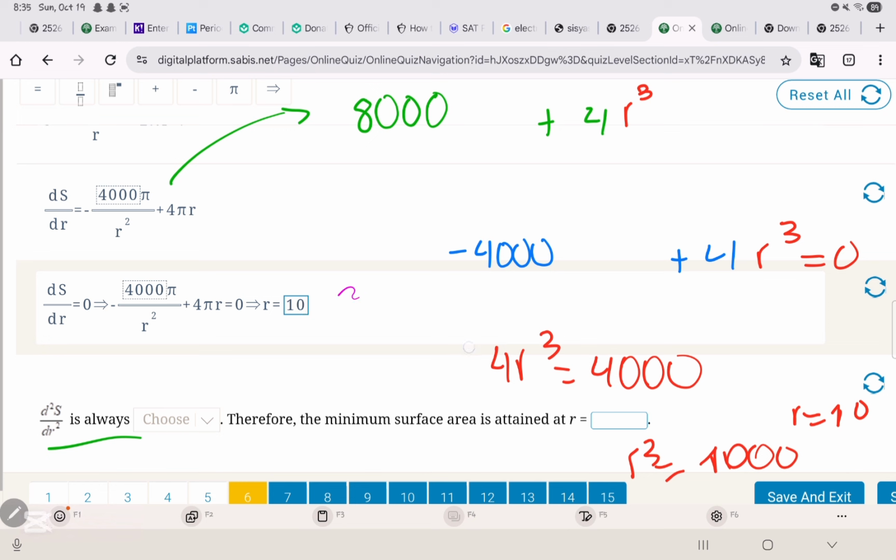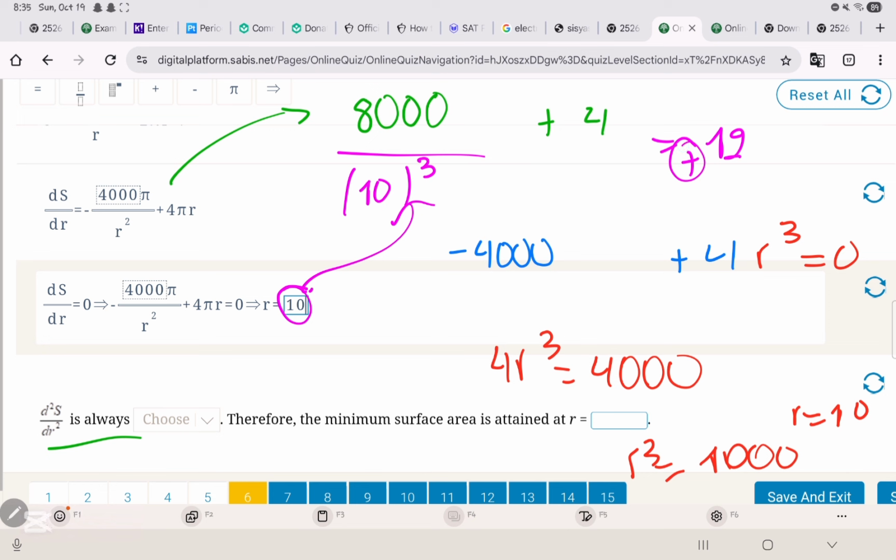We got r from the previous question, which is 10. If you substitute it in the second derivative, which we got to be 8000 plus 4r cubed, or no, actually, let's leave it as 8000 over r cubed plus 4. So if you substitute 10 in the second derivative, what are we gonna get? Let's try on the calculator. 8000 over 10 to the power of 3 plus 4, you are gonna get 12. And 12 is a positive answer. So when we substitute 10 over here, we can say officially that it's always gonna be positive.